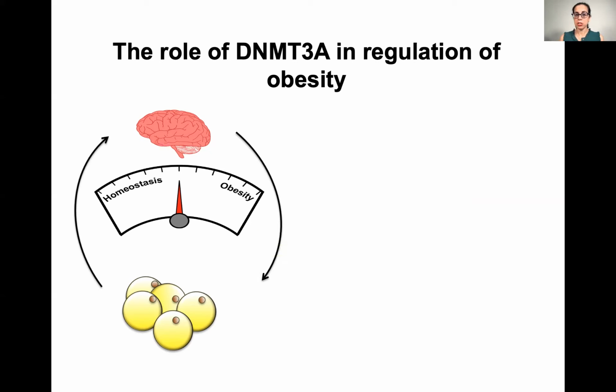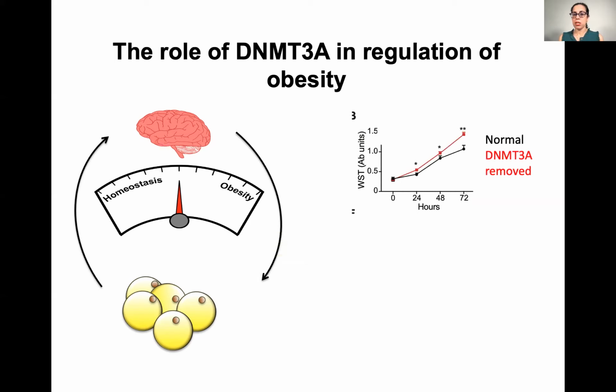So what about the storage? To check the storage of fat, we took cells that are fat cells and we removed DNMT3A here in red. And what we noticed, first of all, is that when you remove DNMT3A from fat cells, you get more fat cells. They grow more. As you can see here, you look at the red compared to the black, you see that the red is higher, which means that they make more cells. But in those cells, which they make more of, what happens to the fat? Because as we said, they eat more, so they should have more fat.